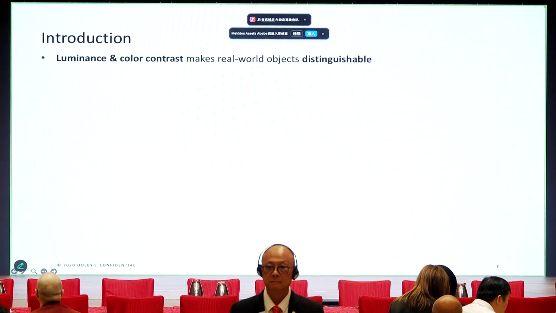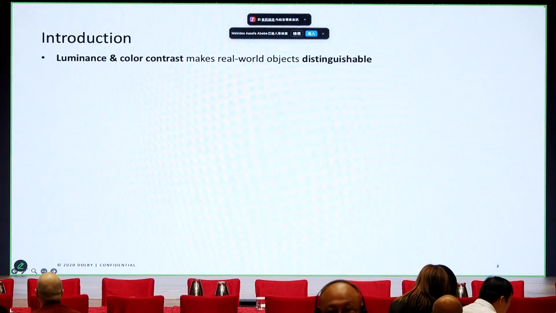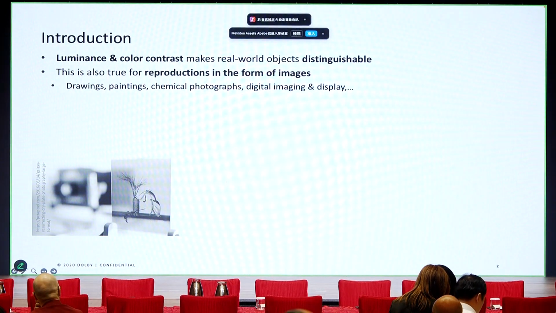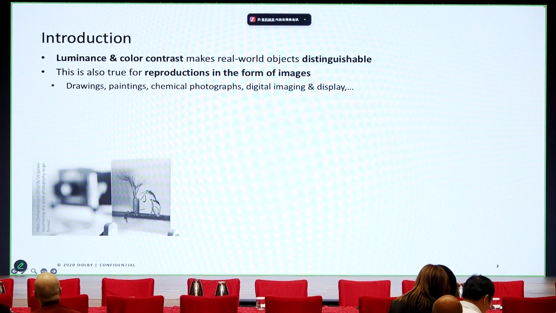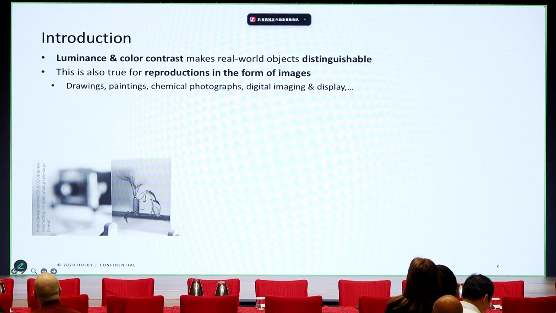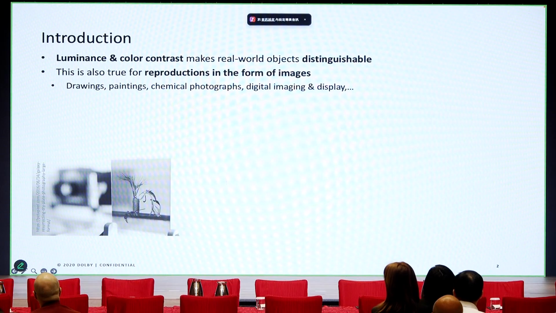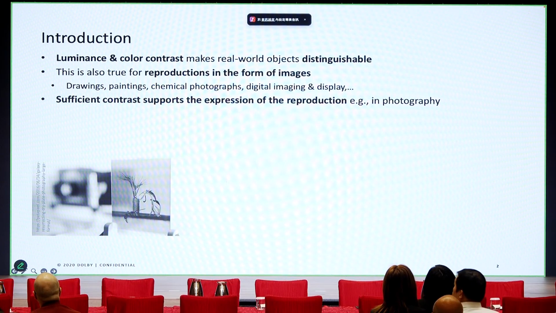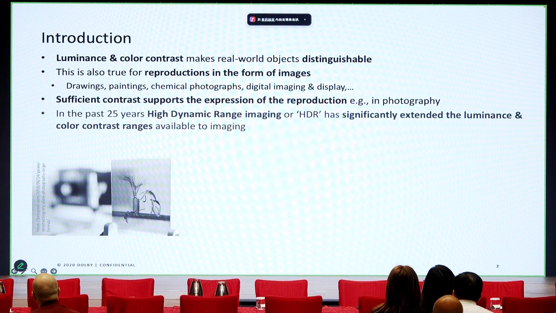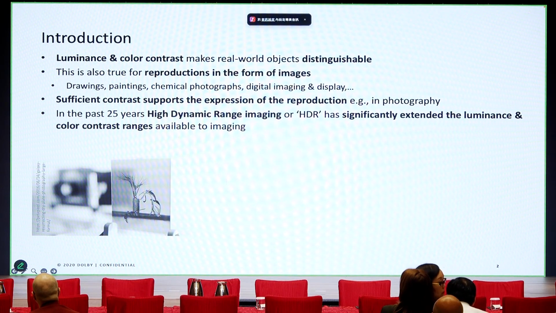So basically, to start at the very basics, as you probably all know, luminance and color contrasts make real-world objects distinguishable. And this is also true for reproductions in the form of images, and that includes drawings, paintings, chemical photographs, digital imaging, etc. So sufficient contrast supports the expression of the reproduction, for example, in photography.